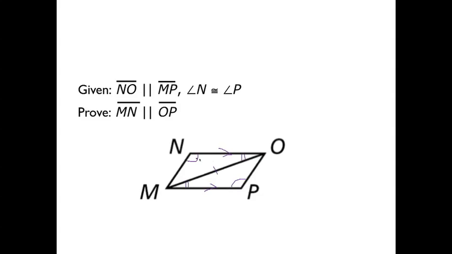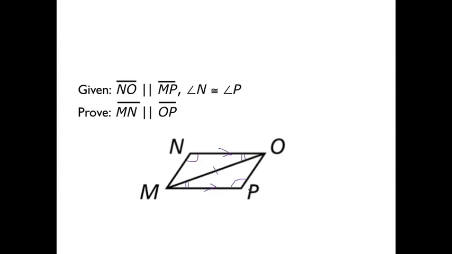Well, that means I've got a single arc, a double arc, and a single tick in the upper triangle, and I've got a single arc, a double arc, and a single tick in the lower triangle. So I've got angle, angle, side, saying that these two triangles have to be congruent. Triangle NOM has to be congruent to triangle NMO by angle, angle, side. Well, if that's true, then I can make the case for these two sides MN and OP being parallel in a couple of different ways.